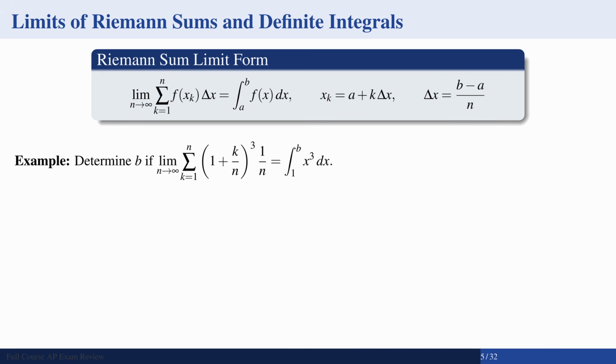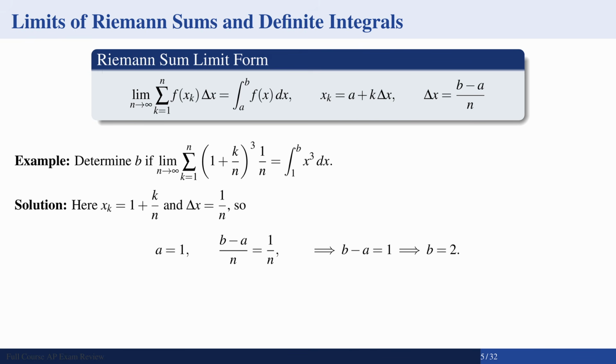So what I do is look at it and I see I can just find x sub k. x sub k is 1 plus k over n. And also, delta x is that thing that's just sitting outside, so delta x is 1 over n. So one approach to solving this is, we already know that x sub k is a plus some stuff, so a must be 1. We also know from delta x that it's b minus a over n, and that equals 1 over n, which definitely implies that b minus a is just 1. So if a is 1, and b minus a is 1, that must mean that b is equal to 2. So we have found the value of b.